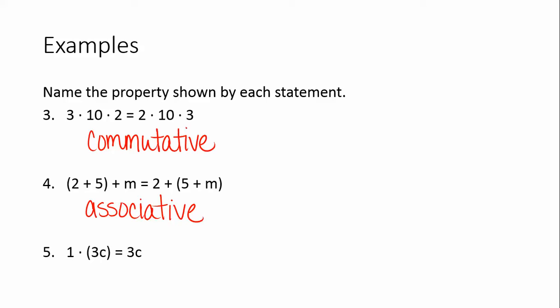Number 5, you see multiplication, 1 times a number. So here 1 times 3c gives you 3c. This is the multiplicative identity. Remember, when a number times something gives you itself, or a number plus 0 gives you itself, those are identities.